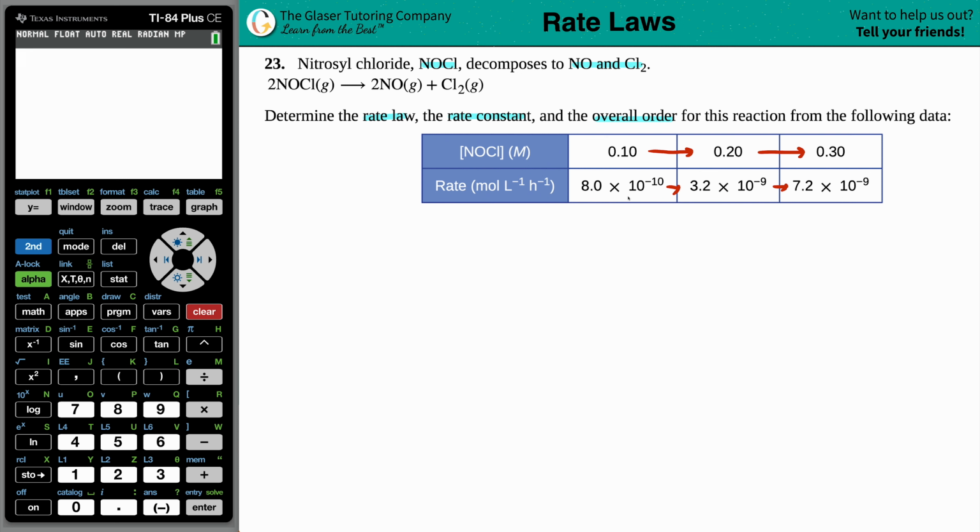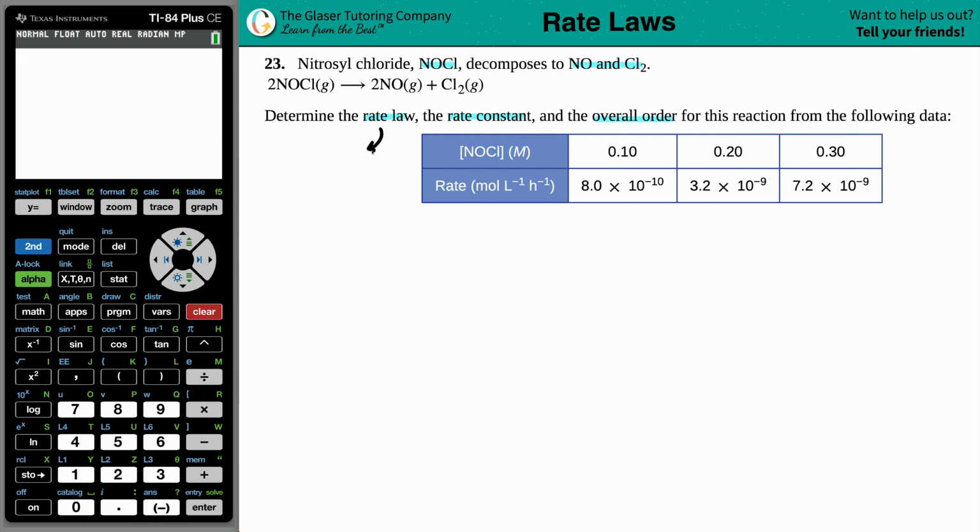Yeah, it's increasing, from 8 times 10 to the negative 10th to something that's 10 to the negative 9th. So we see the general trend that if you increase the concentration, the rate of the reaction is going to increase. But now we just need to find that specific rate law.